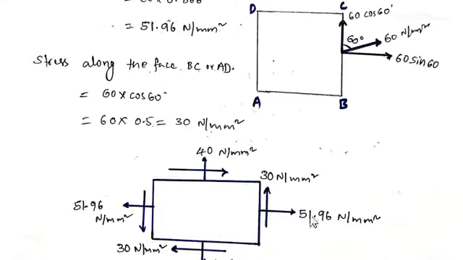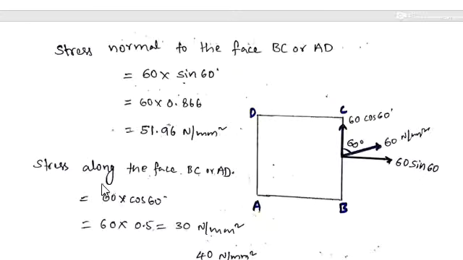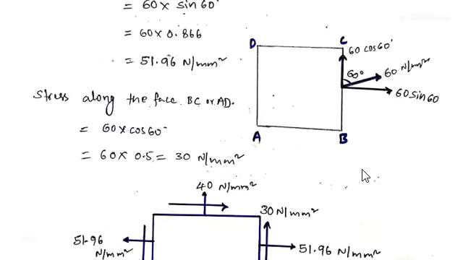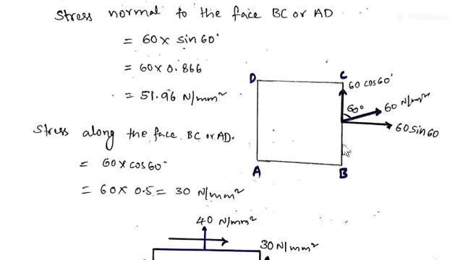So this is a perpendicular component, and this is going in the x direction. So this value is 51.96 we got. And also when you resolve this stress along this BC or AD, we can write it as the cos component, 60 cos 60, and cos 60 we know is 1 by 2 or 0.5. So when you simplify that, we get this as 30 Newton per mm square. But when you see, this is given with an inclination like this in this direction. So when you resolve into two components, one component is going in the x direction towards the right, and another component along this BC is going upwards.